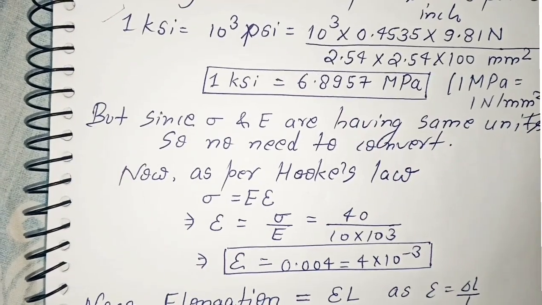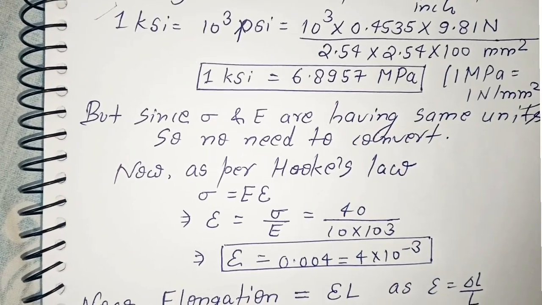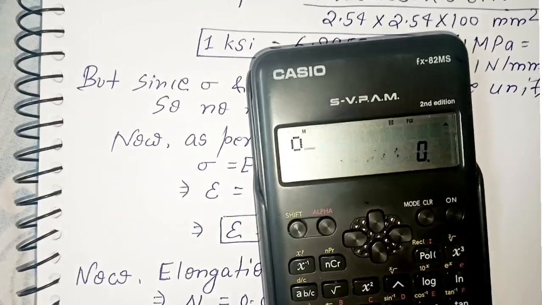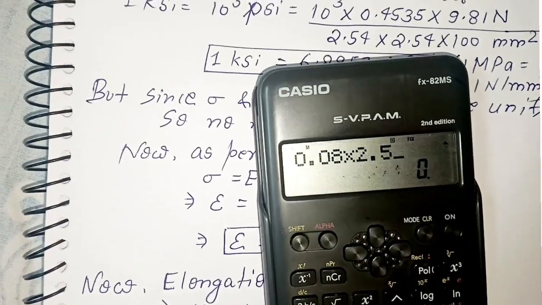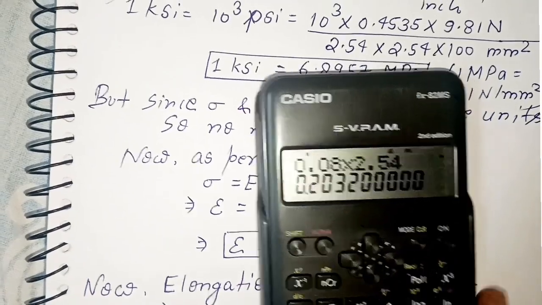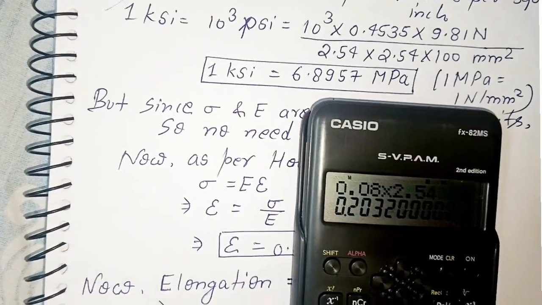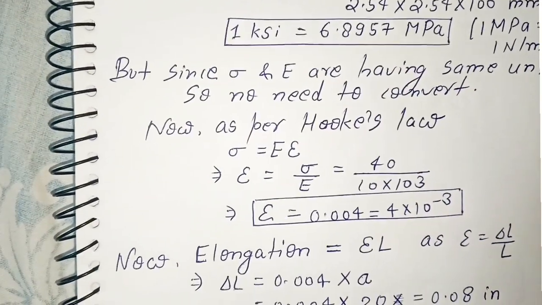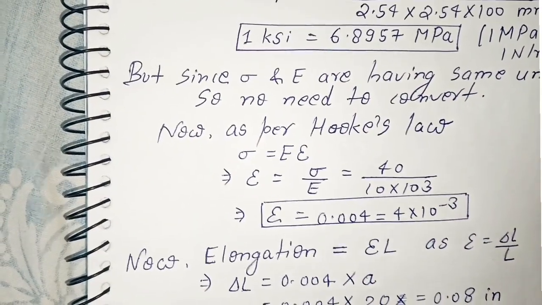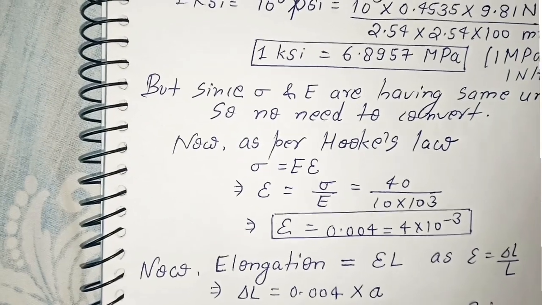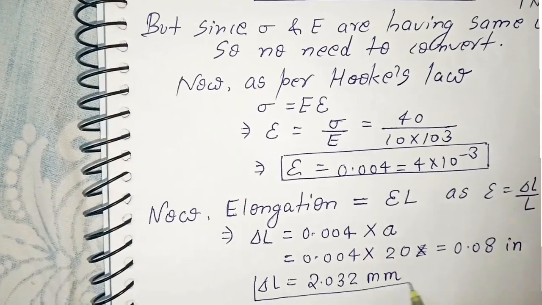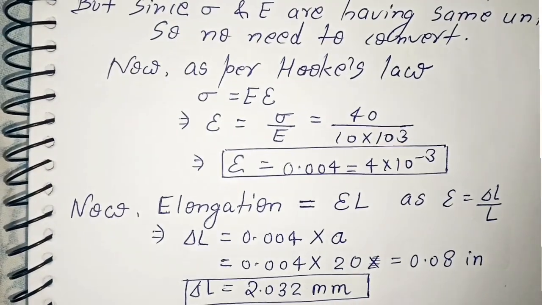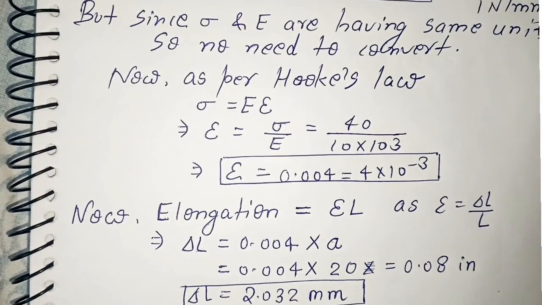What will be the units, guys? It will be inch, because we have taken the value of A in inches here. So if you want to convert this inch into centimeter, it will be 0.08 into 2.54. So it is 0.2032 centimeters, converted into millimeters, it is 2.032 millimeters. So this much elongation we are getting in the hammerhead. Either you can report in inches, 0.08 inch, or 2.032 millimeters.